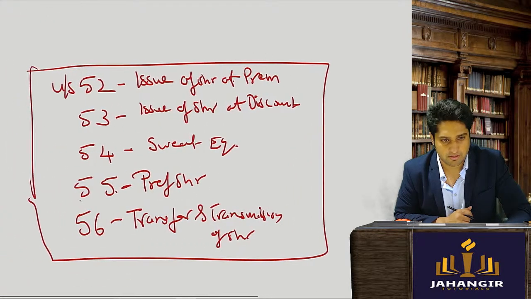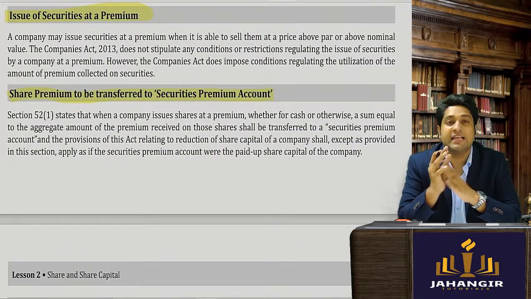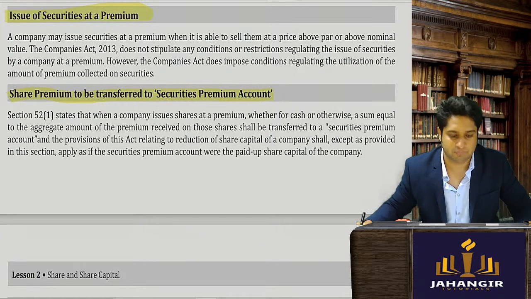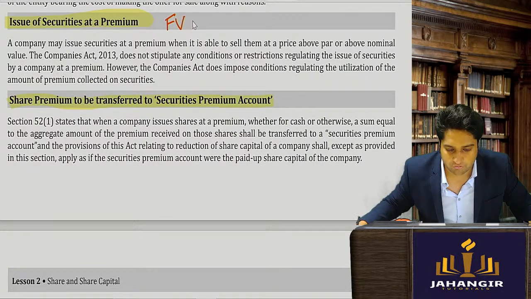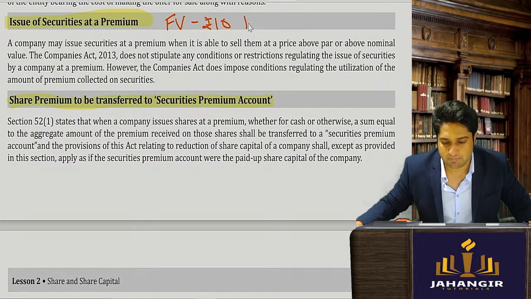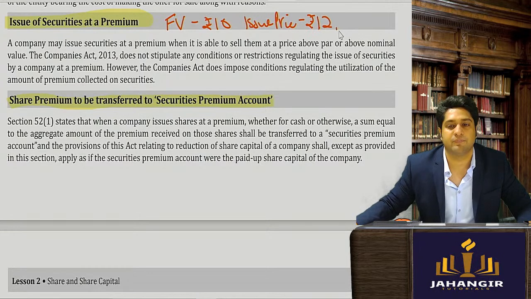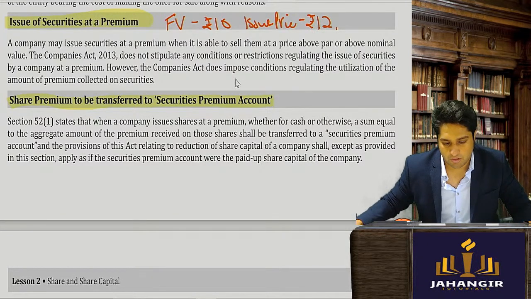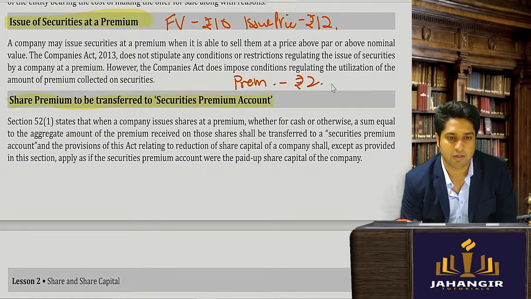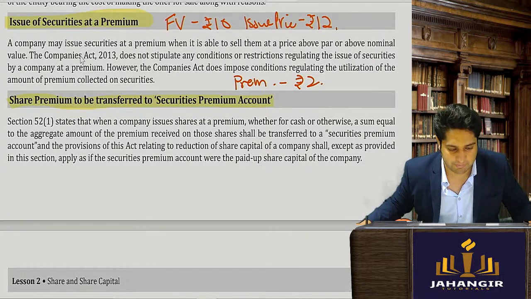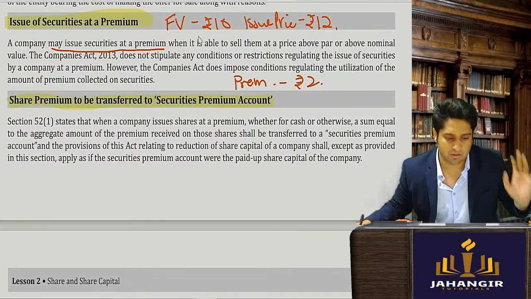Now, first one, section number 52. I want you all to put in the chat box: can the company issue shares at a premium? So if the face value of the share is rupees 10, and the company makes an issue at an issue price of rupees 12, what is the premium amount? Can anyone tell me? Very simple, it will be rupees 2. So a company may issue shares at a premium. This is given under section 52 subsection 1.